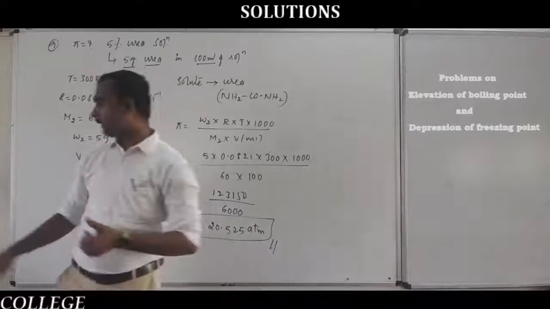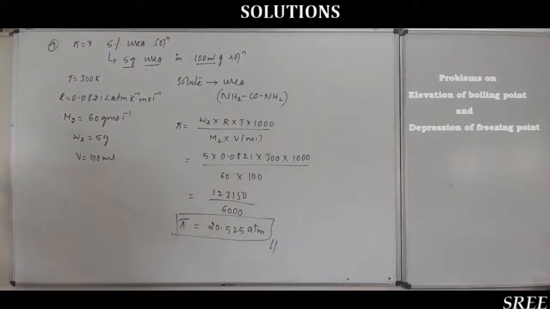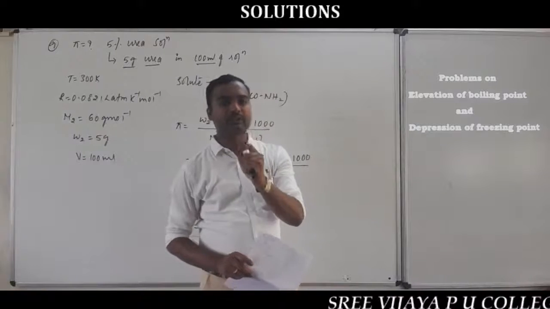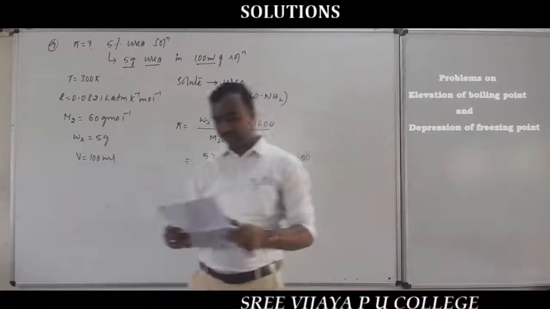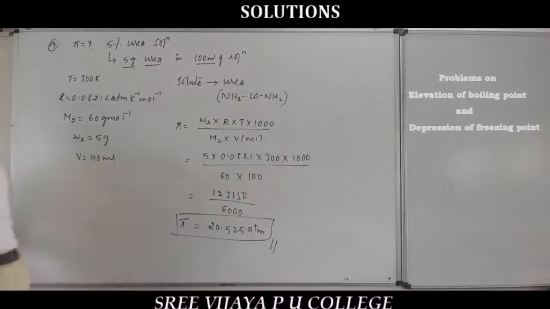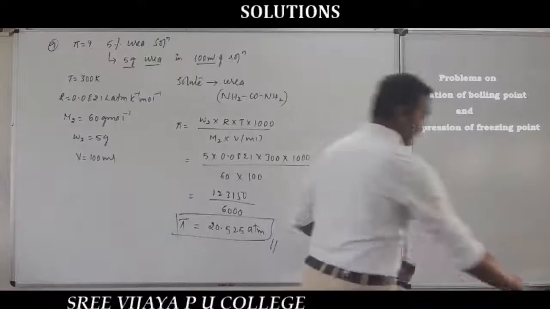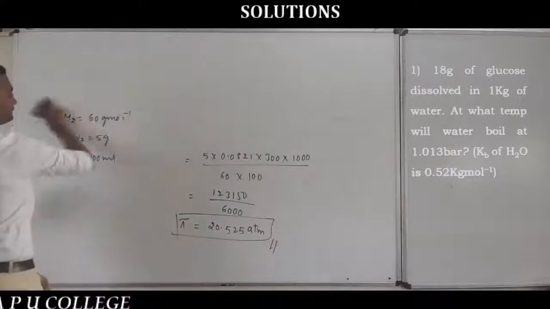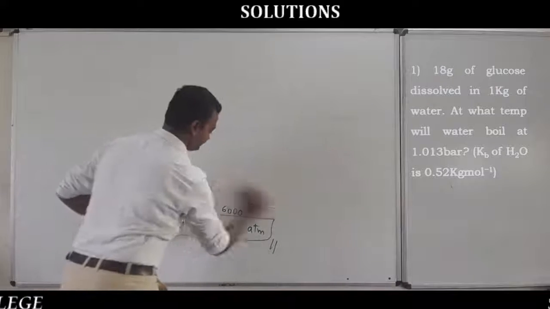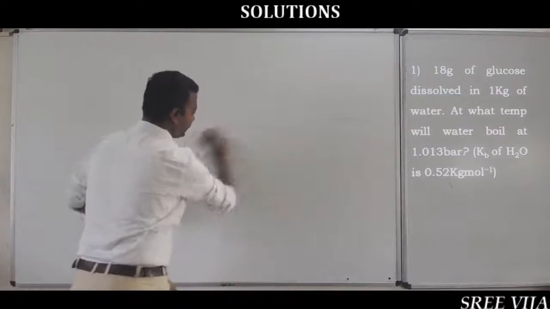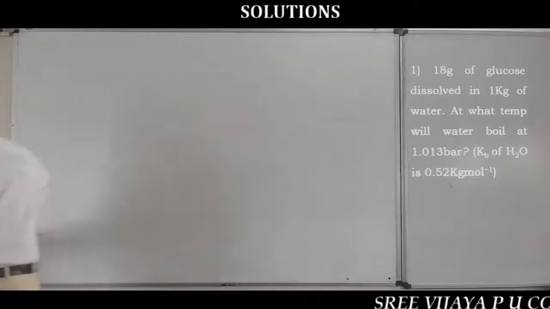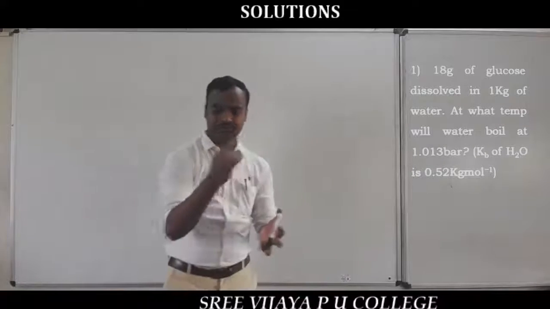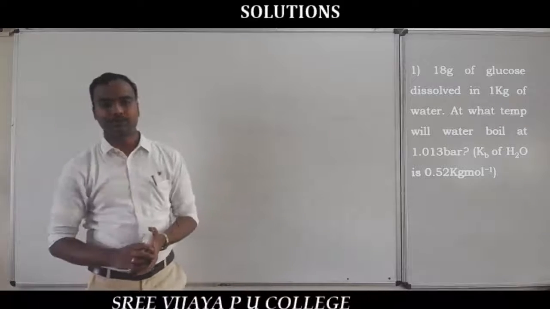Continue on the same page. Elevation of boiling point and freezing point, study material page number 44, 45, the problems are there. So let me start the first problem on elevation of boiling point and depression of freezing point. A very important problem. The first problem is on page number 44, at the end of the page. Then on page 45 the remaining problems are there, and they also have workouts.